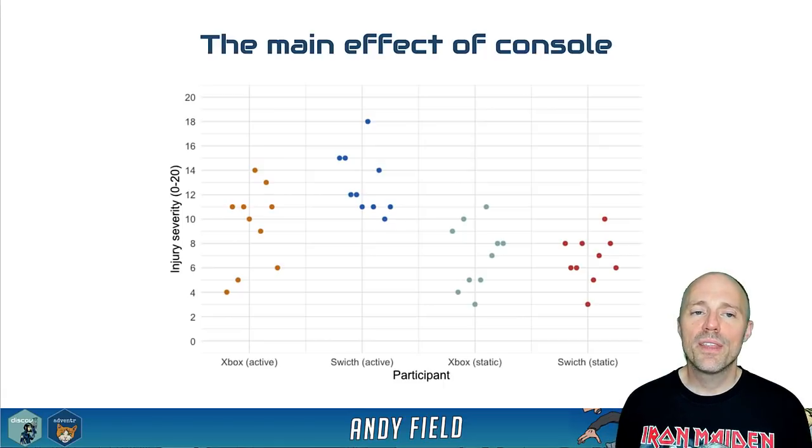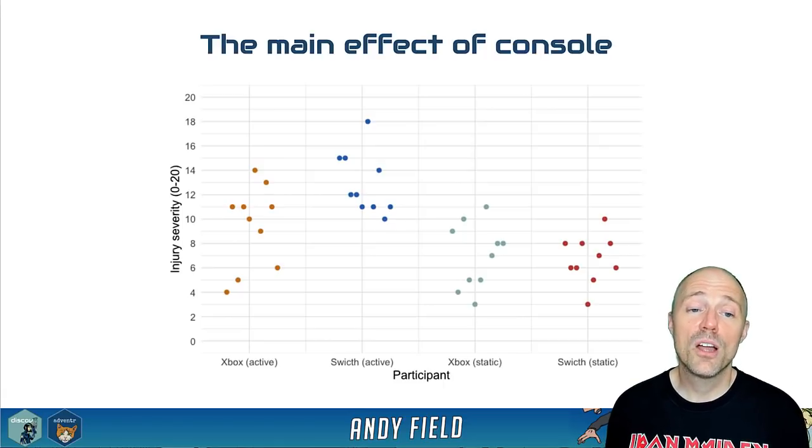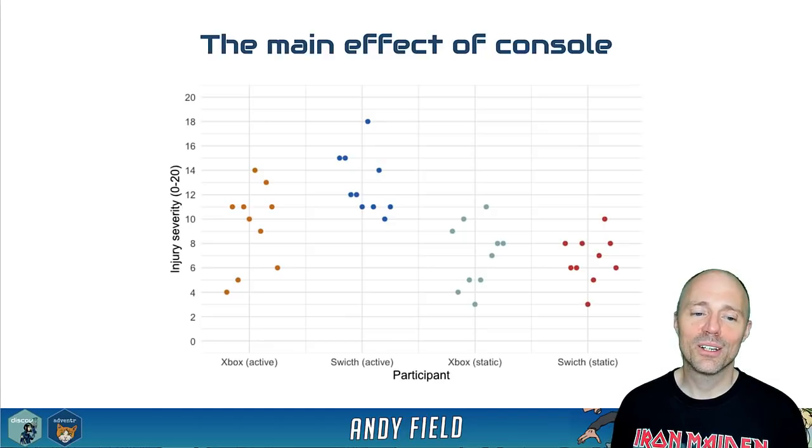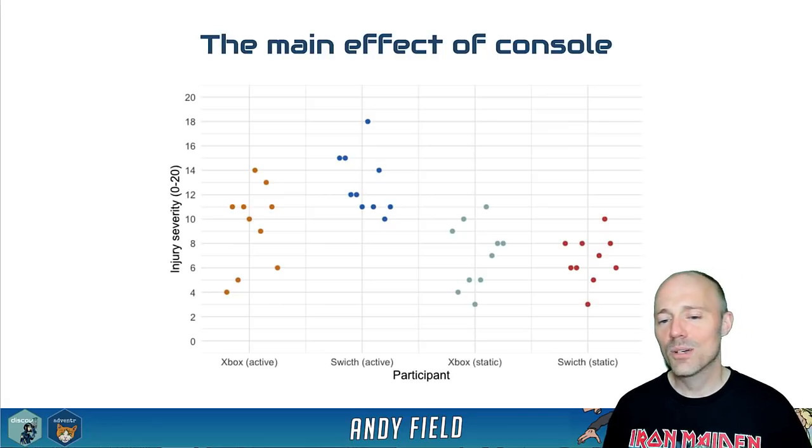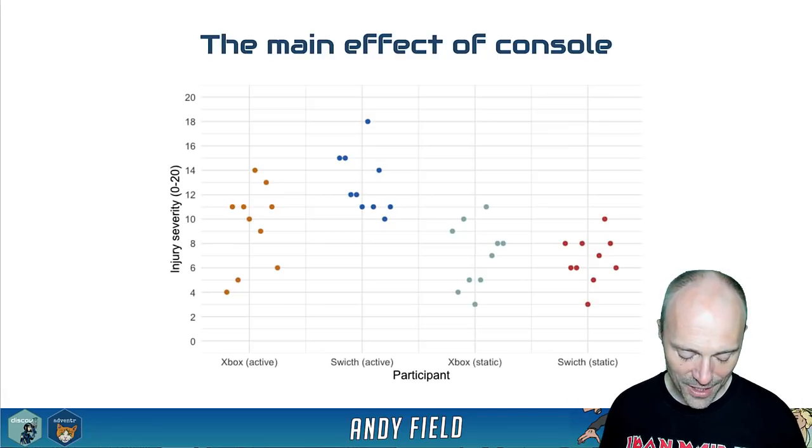Now, when we look at what's known as the main effect of console, the overall effect of console, what is that actually looking at? That's what we're going to look at now. Before we do this, I'm going to press a magic button that's going to switch this graph a little bit. I want to get all the Xbox data on one side of the graph and all the Switch data on the other side.